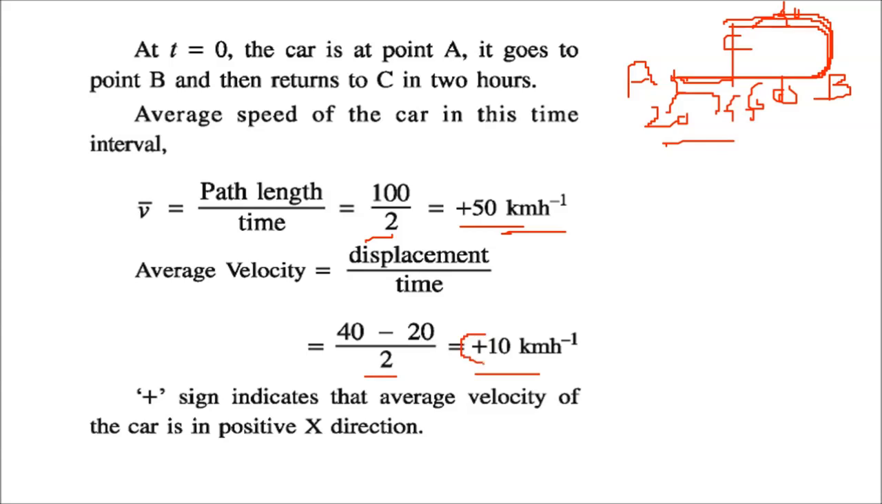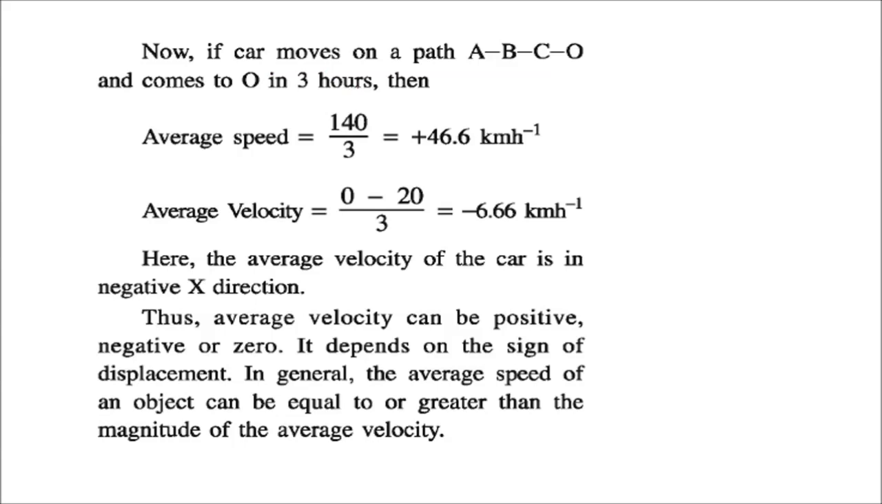And we need to understand about the sign of the velocity, because the sign is very important. The sign says that the average velocity of the car is actually in the positive x direction. So now the car moves from A B C O and comes to O in 3 hours. Let us just assume that the distance is 140. We say 140 by 3, that is 46.6.